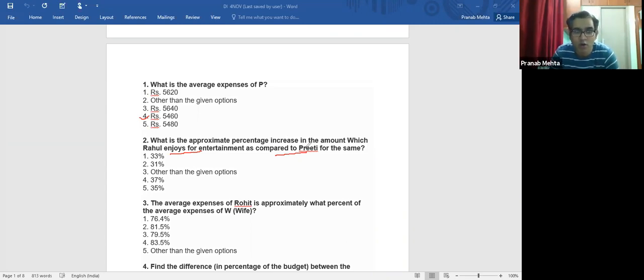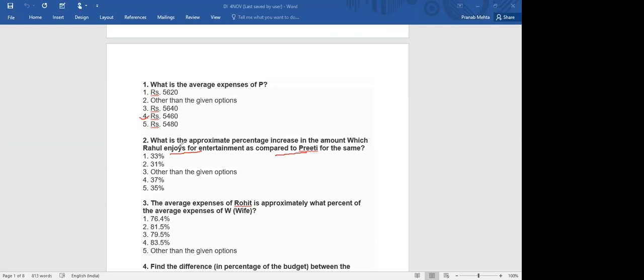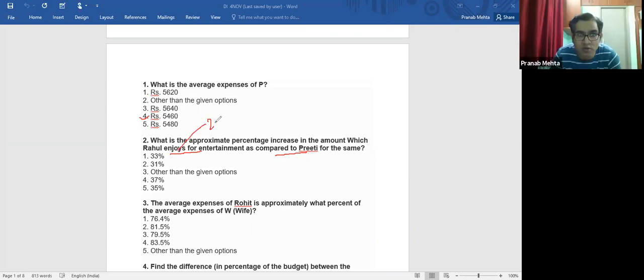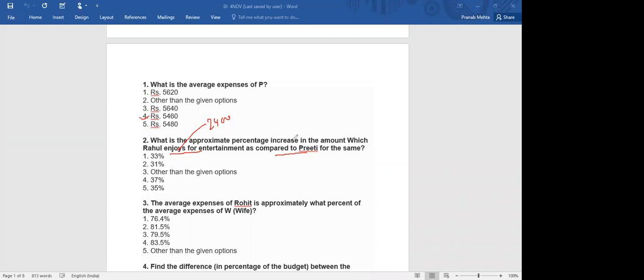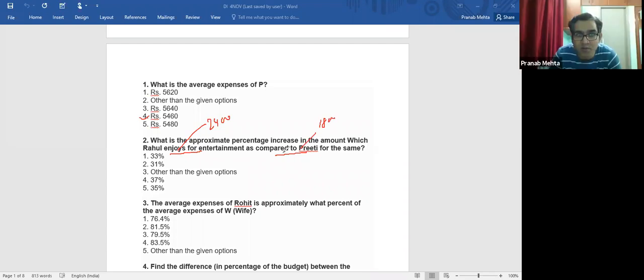Listen carefully. What is the approximate percentage increase in the amount which Rahul enjoys on entertainment? How much money does Rahul spend on entertainment? Check it out and tell me. Rahul on entertainment is 2,400. And Preeti for entertainment? 1,800. So we have to compare with Preeti.